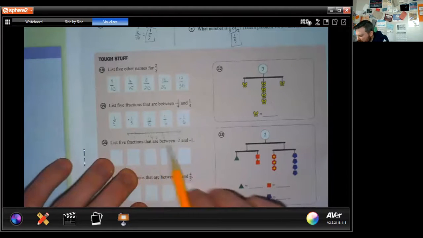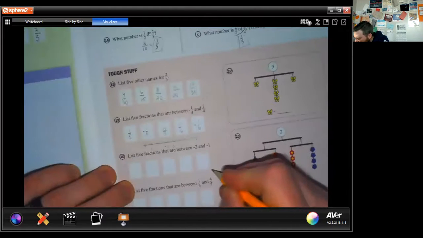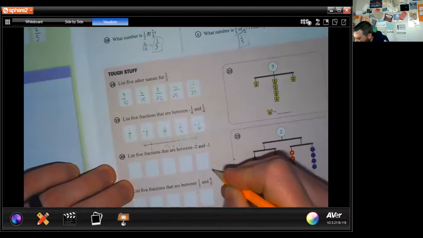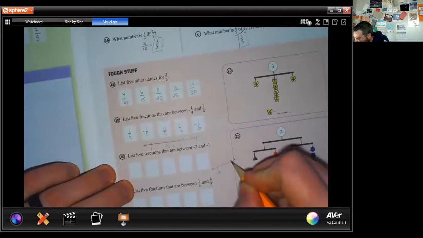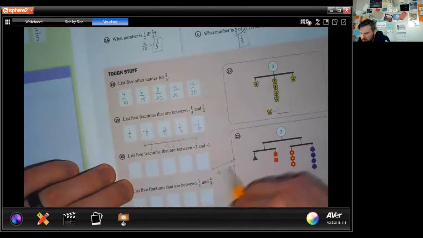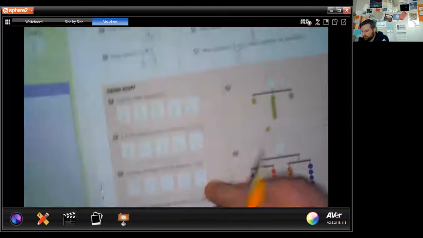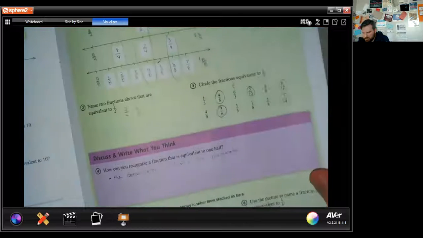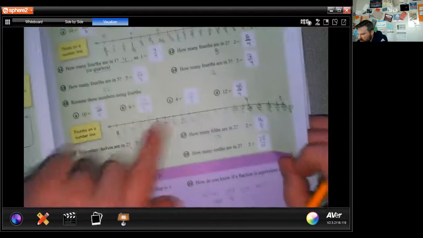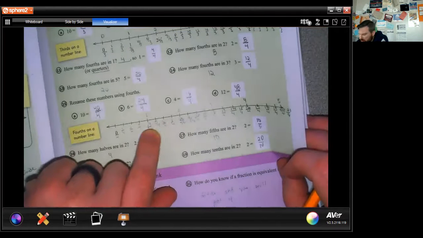List 5 fractions that are between -2 and -1. Okay, so here we have -2, -1. So it's got to be bigger than -2 but less than -1. That's like looking, if you flip back a page, maybe a couple pages back into the first unit, we're looking at between 1 and 2, but then I can make all of those negative.